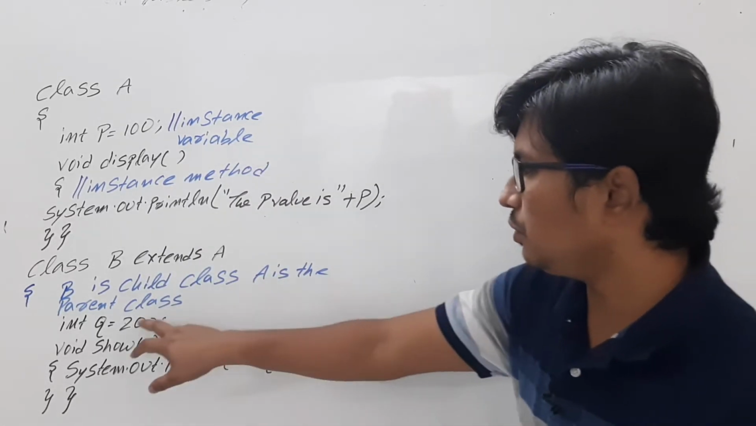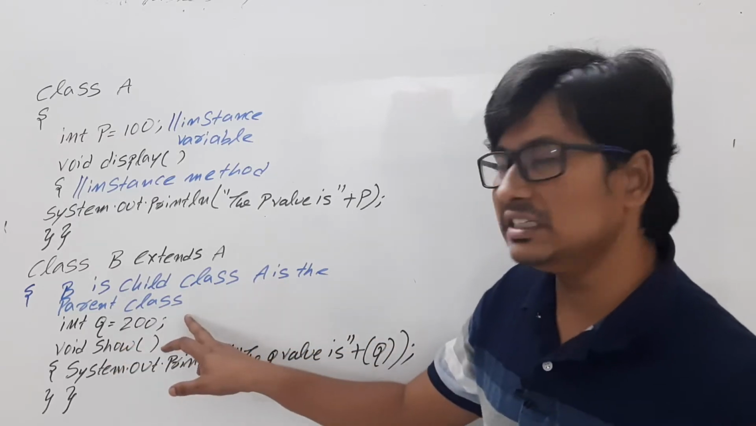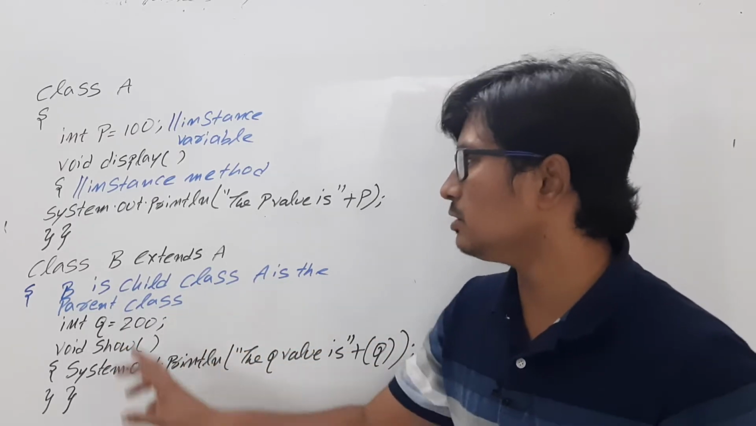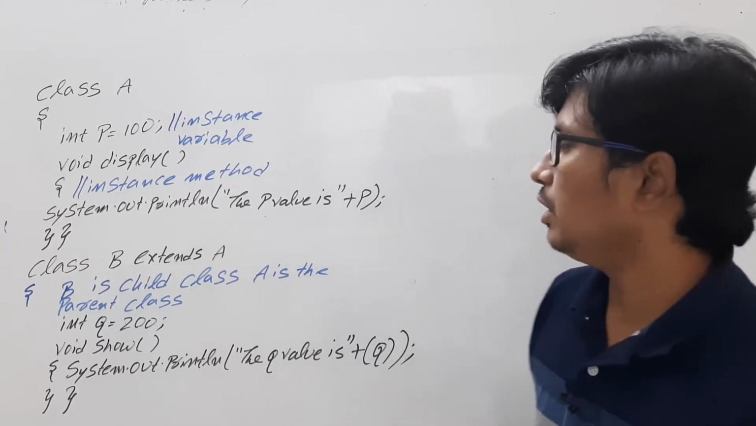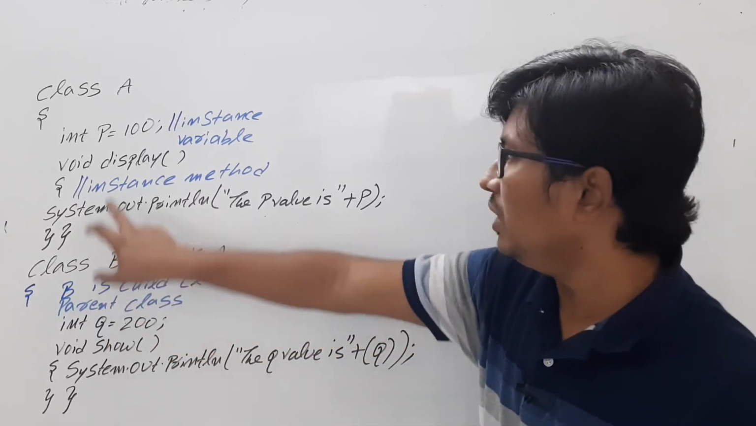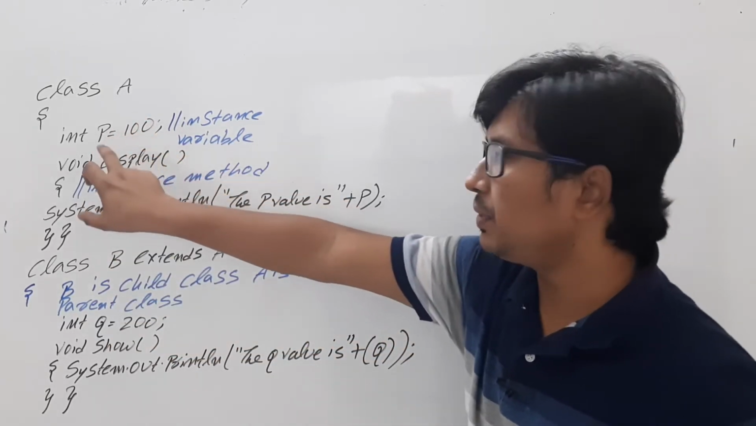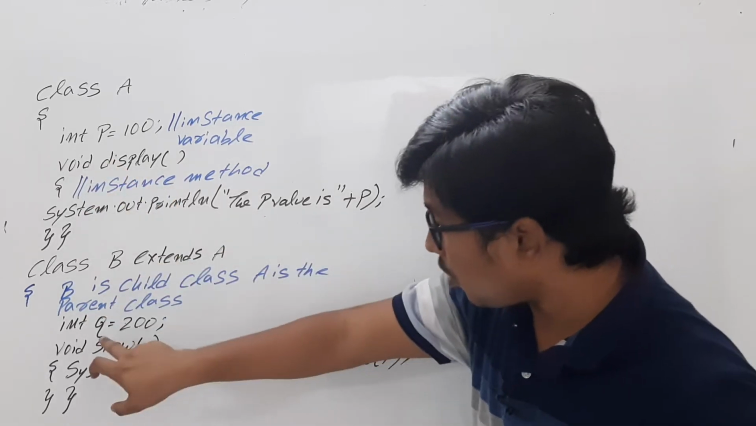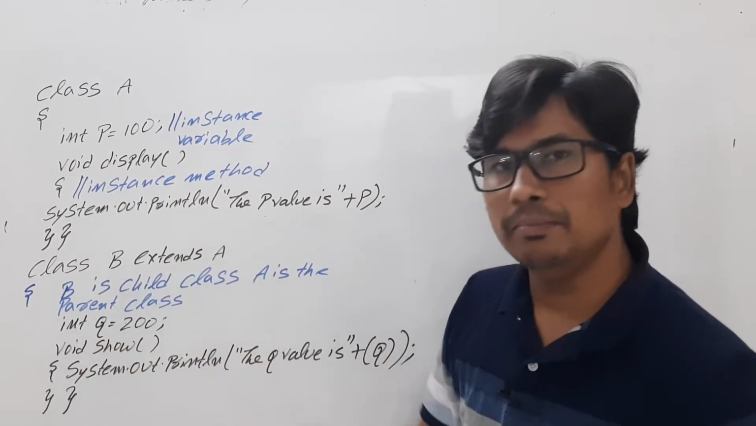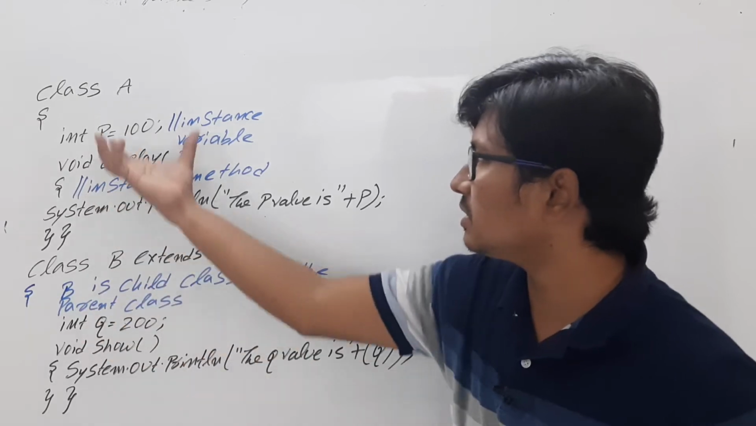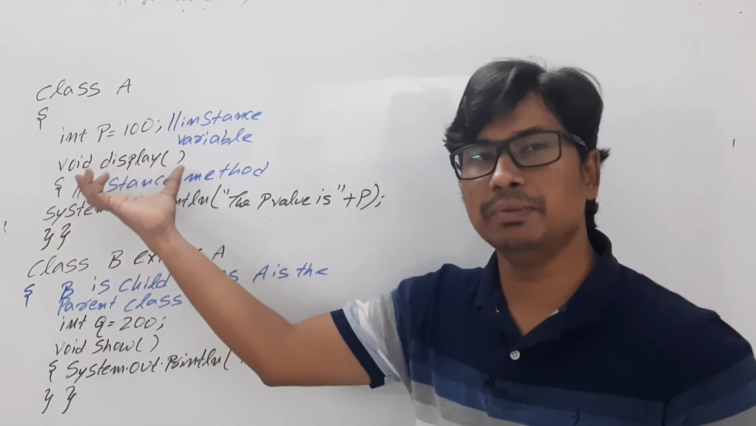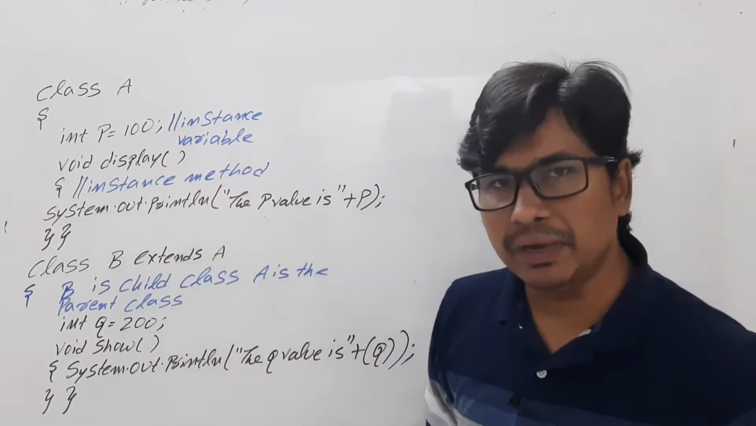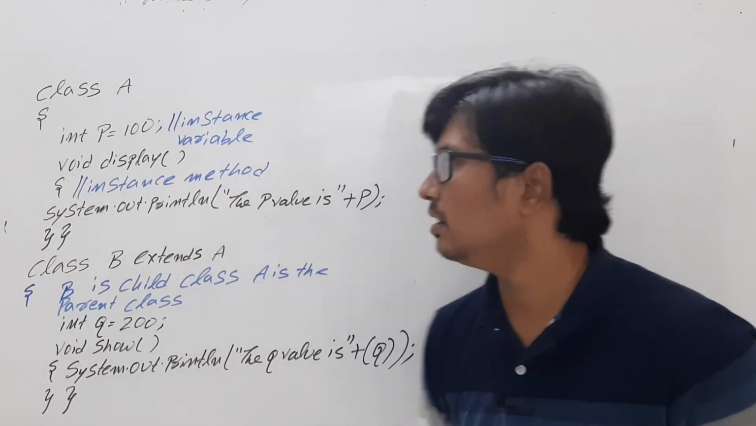So here q and show are the instance variable and instance method belonging to the class B. Now class B will have the variable p, method display, and also variable q and the method called show, because class B is inheriting the members, meaning variables and the methods, of the class A also.